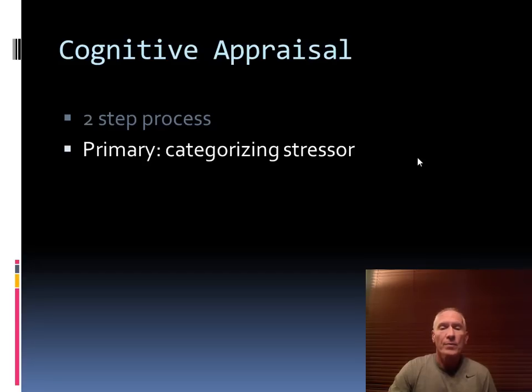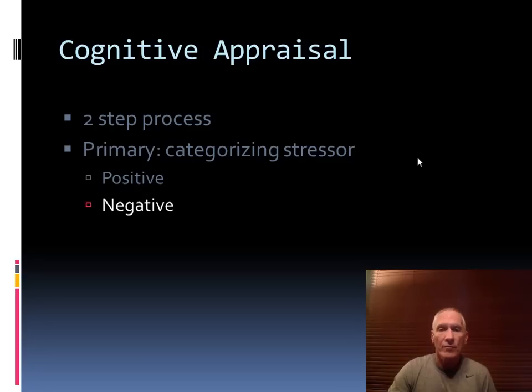In the first part of that two-part process, we categorize the stressor. We view our surroundings and we think about whether or not it's a positive event for us, whether it's perhaps a negative event for us, or even if it's meaningful, regardless of whether it's positive or negative, we then assess whether or not it's even meaningful to us.